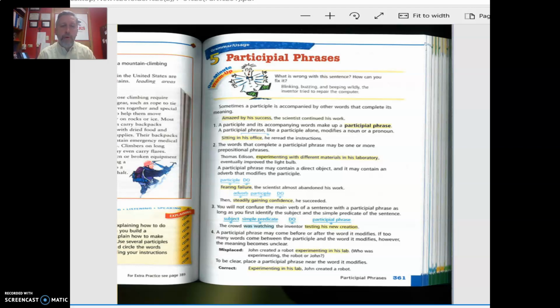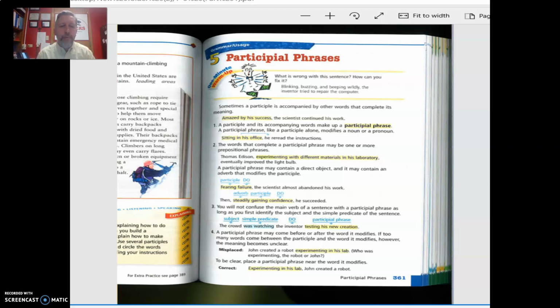Notice number 2, the words that complete a participial phrase may be one or more prepositional phrases. Basically what you do is you find the verbal, the word that could be a verb, but it's not in this case. It's going to end in either ed or ing. So look for the ed, ing words. Look at that next sentence: Thomas Edison experimenting. I think we have a winner.